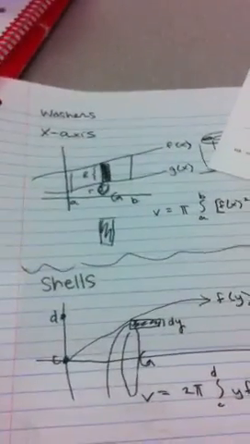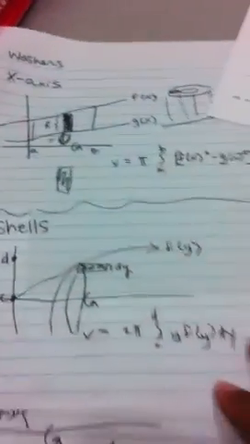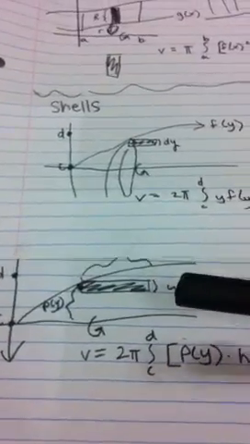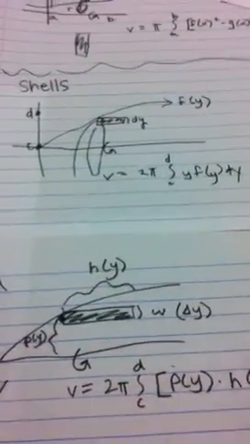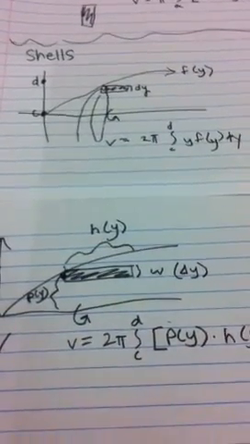So that's the x-axis. So here was washers, and then here's shells. And then I will explain the y-axis in the next video, probably down below the page. So click on that video for the y-axis.